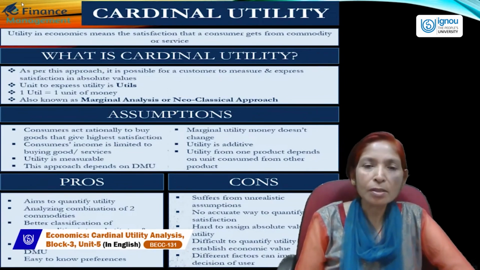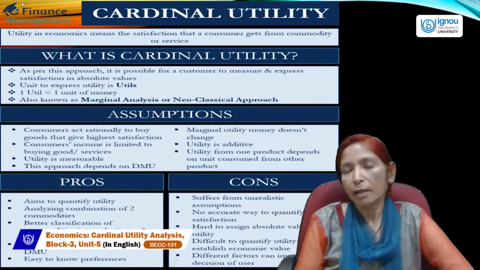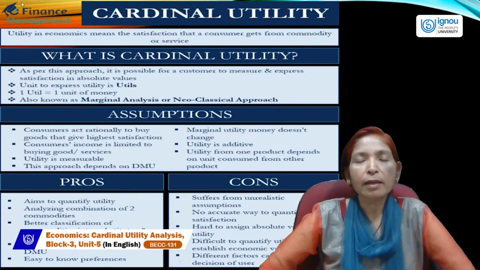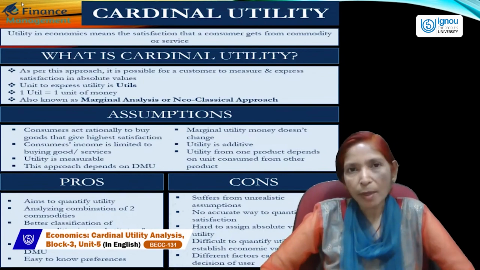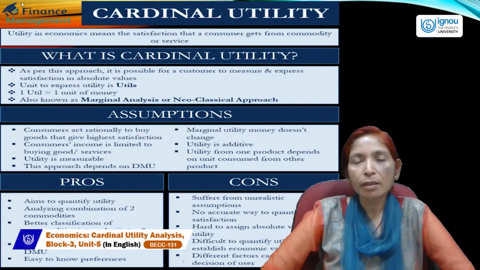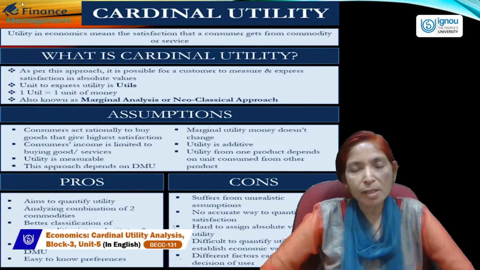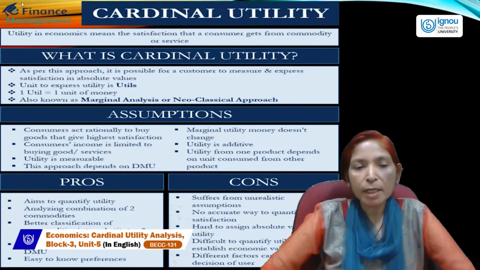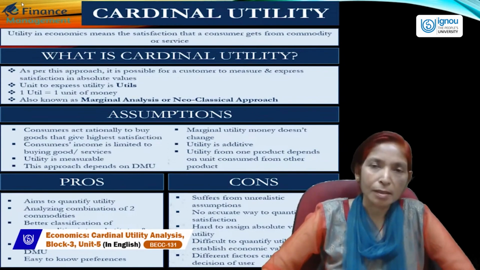Now, what are the assumptions of cardinal utility analysis? Number one is, here we are assuming that the consumer is a rational person. Economics always studies the rational consumer. The person who is rational, who knows how he can get maximum satisfaction through minimum spending, that person is called rational. So the consumer acts rationally to buy. This is the first assumption. Number two is the consumer's income is limited for buying goods and services.